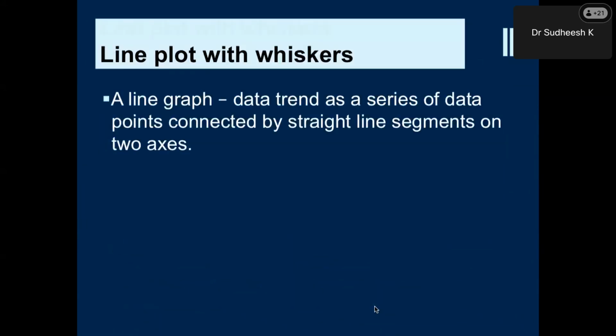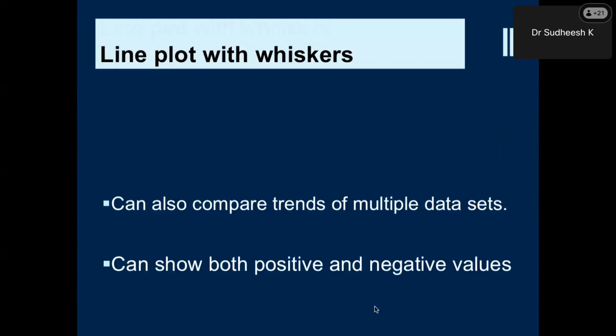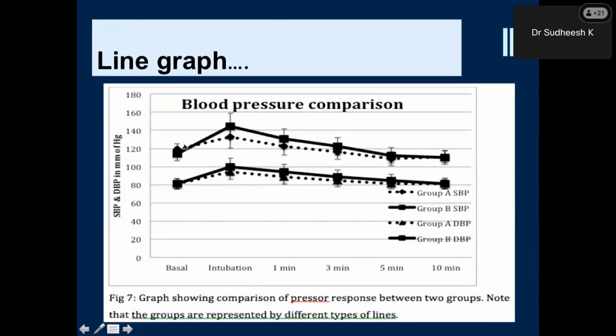Box line plot is with whiskers. A line graph is a special type of bar graph which has a line. It shows a data trend as a series of data points connected by straight line segments on both axes. It can also compare trends of multiple data sets and can show both positive as well as negative values. This is what I was mentioning.